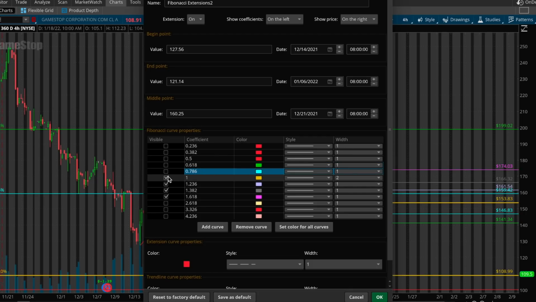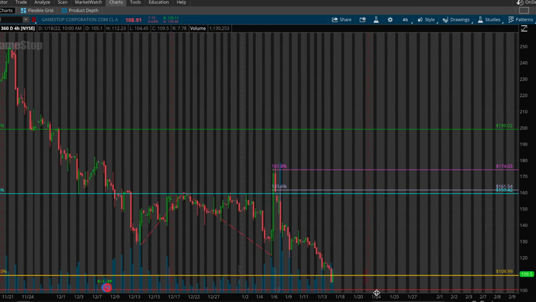So the ratios there are, the running flat target would be the 1.236, and the expanding flat would be the 1.618 at 174. So boom, we take the 1.618. Cool, that's cool to see.